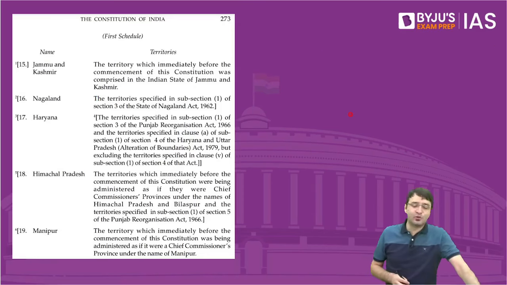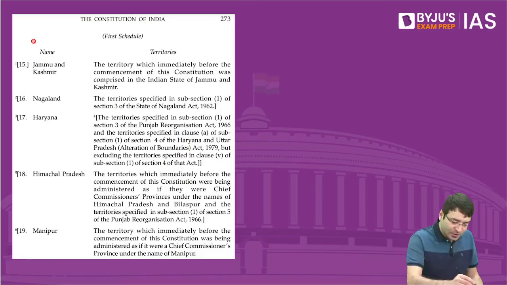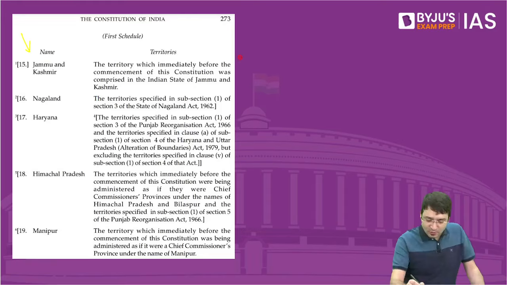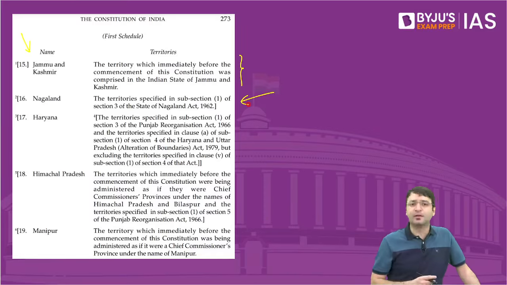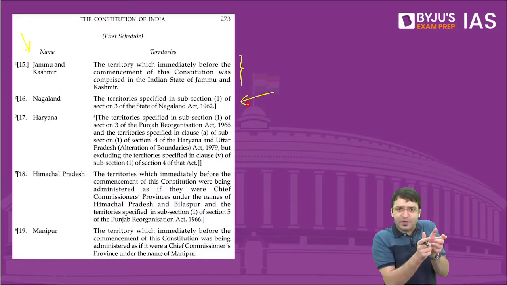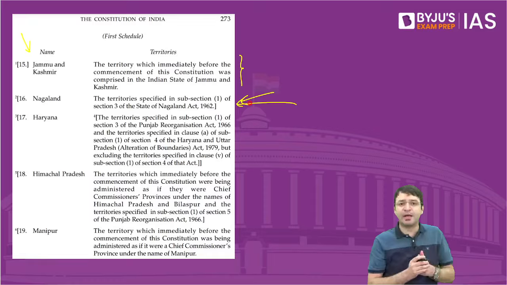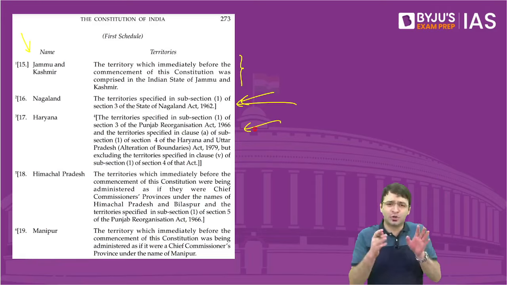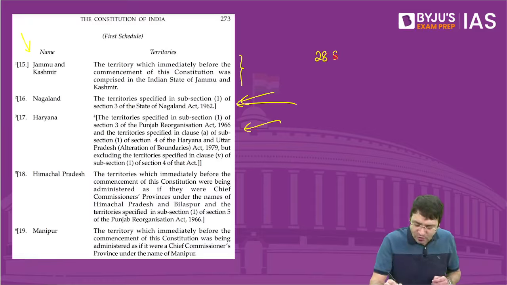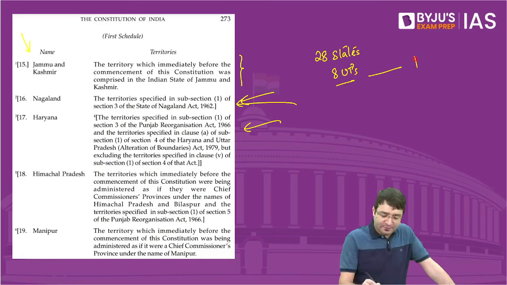And this is Schedule 1 of the Constitution. Jammu and Kashmir, for example, what is the territory of Jammu and Kashmir? Mentioned in Schedule 1. Explanation is provided. This is Nagaland. What is the territorial spread of Nagaland? Explanation is provided. Similarly, Haryana, Himachal Pradesh, Manipur. Long story short, the details of all the 28 states and 8 union territories are mentioned where? In the first schedule of the Constitution.